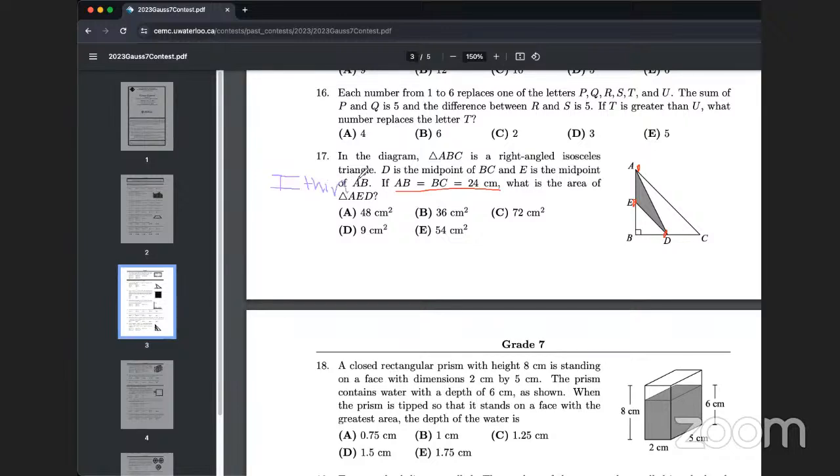What do you think it is? Just circle it. You don't have to write it out. Okay, you think it's 72 square? 70 square? Oh, okay. Why do you think it's 72 centimeters square? I'm not saying you're wrong, but why do you think it's 72 centimeters square?